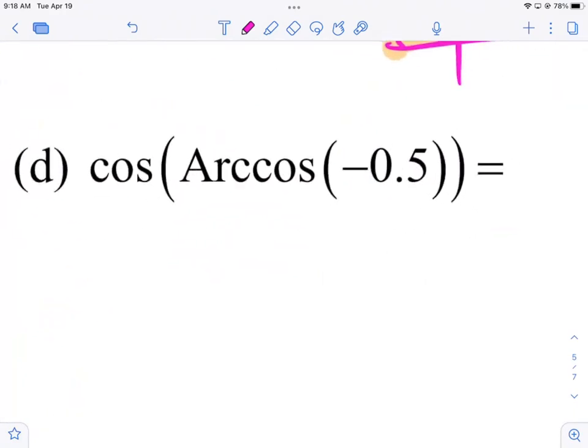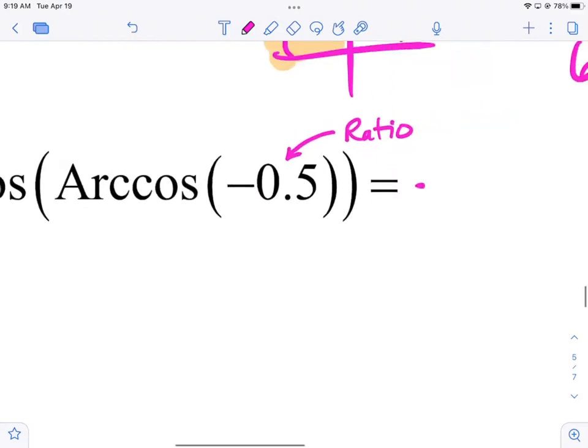All right, how about this one? Cosine of arc cosine of negative 0.5. Is negative 0.5 here an angle or a ratio? It's a ratio because it follows inverse trig. Now, remember, if you're taking the cosine of arc cosine, they're going to undo each other as long as it's a legal ratio. Is that a legal ratio? Is it between -1 and 1? Yeah. So guess what? It will definitely just undo itself. Now, if that had been -1.5, it would have been DNE because that's outside -1 and 1.